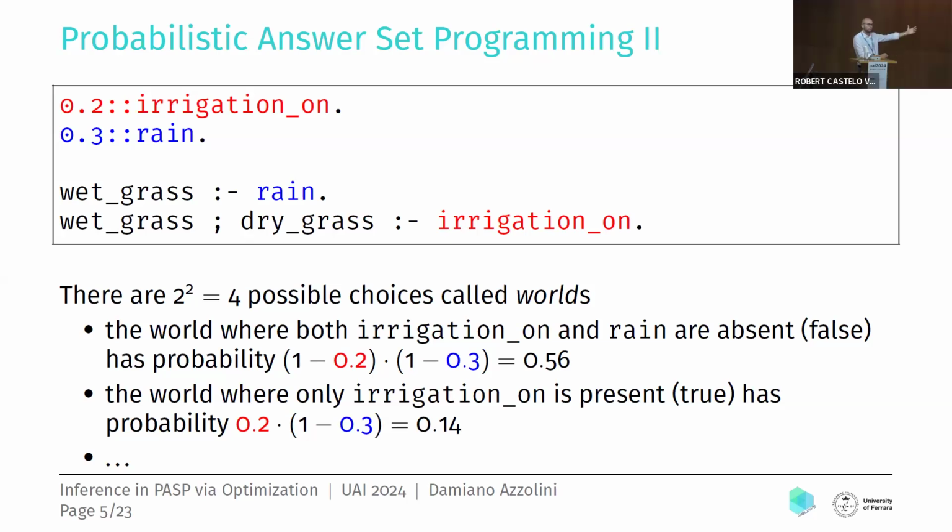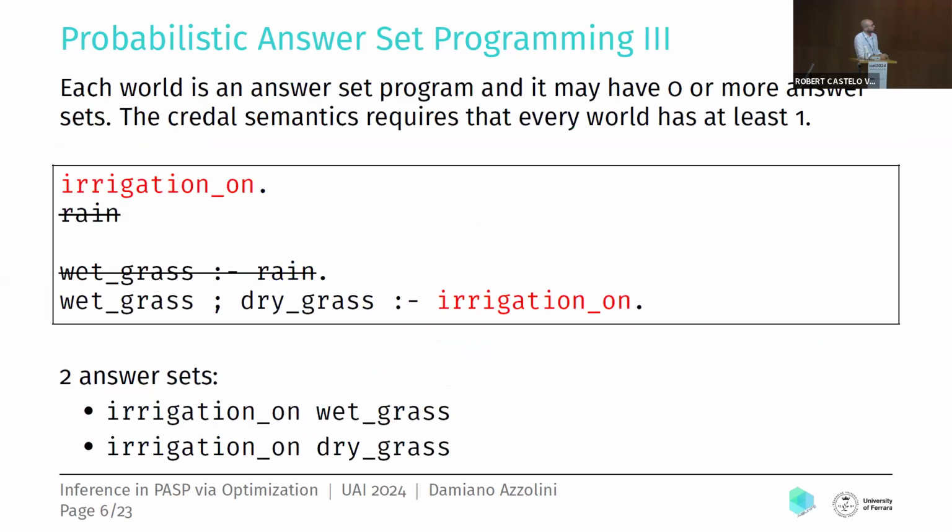Now, how can we move from this probability to a probability of a query? Let's see. Consider the world where only irrigation on is true. So irrigation on is true, rain is false, so this rule is false as well. We are left with only this rule, wet grass or dry grass, if irrigation is on. This is a deterministic answer set program. There's no uncertainty, so we can compute its answer sets, its solutions. We have 2 solutions, one where irrigation on is present and also wet grass is present, and another one where still irrigation on is present, but this time dry grass is present, right? So we need to repeat this process for each possible world.